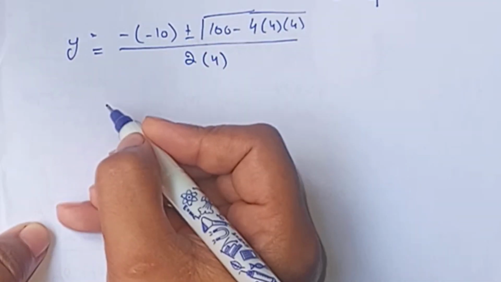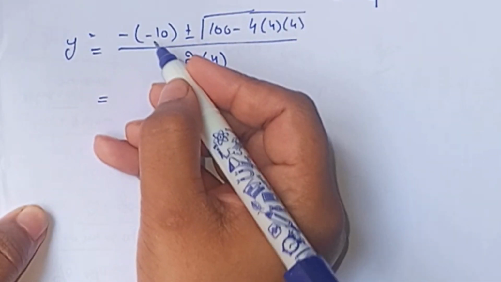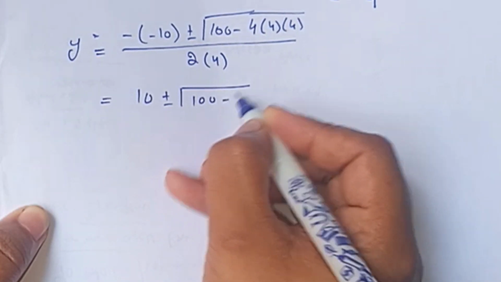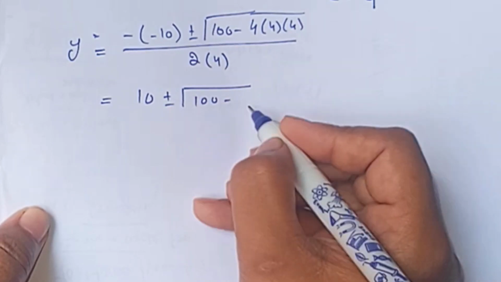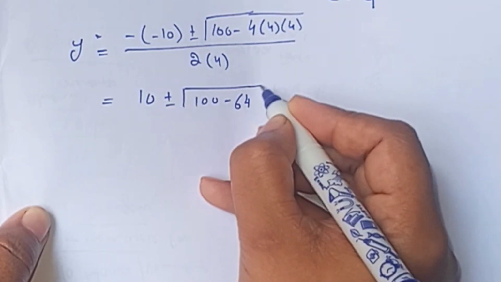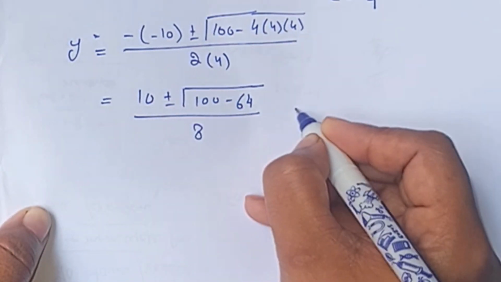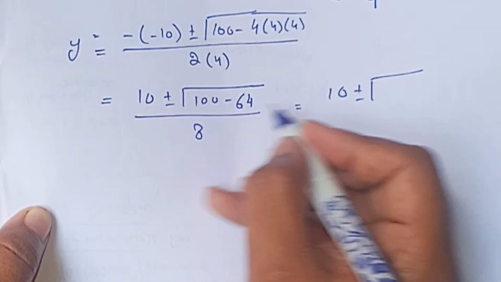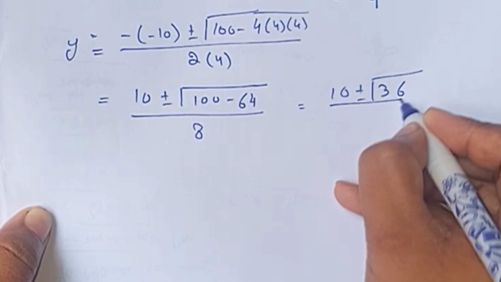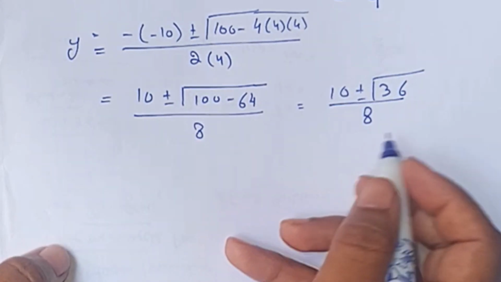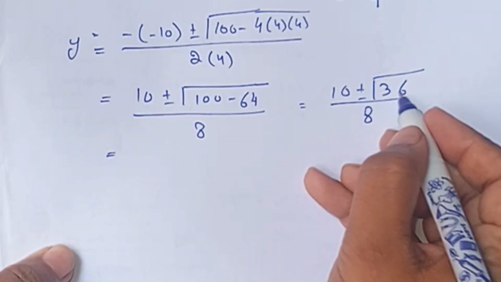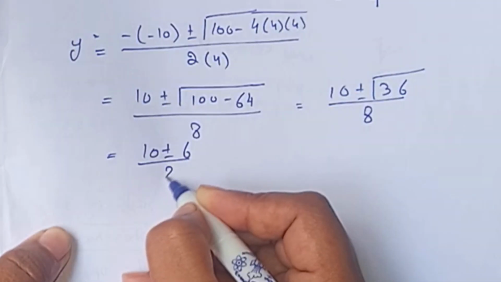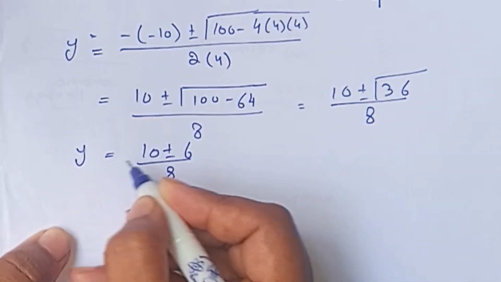Now we simplify this side. Minus and minus become a positive 10, plus or minus the square root of 100 minus 4 times 4 times 4, which is 64, over 2 fours are 8. So this will become 10 plus or minus the square root of 100 minus 64, which is 36, over 8. The square root of 36 is 6. So 10 plus or minus 6 over 8. This is the answer for y.